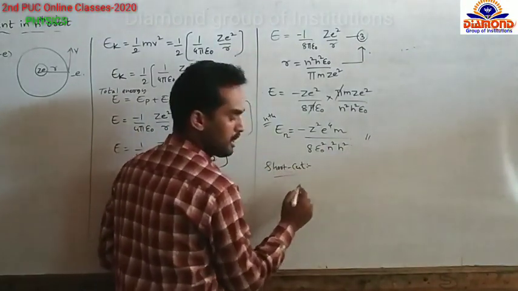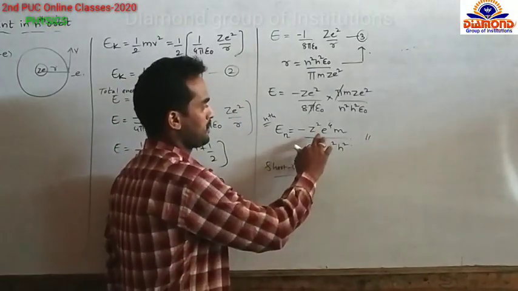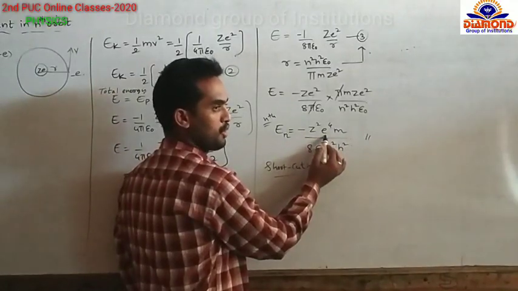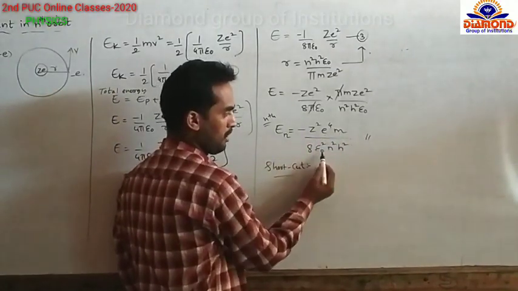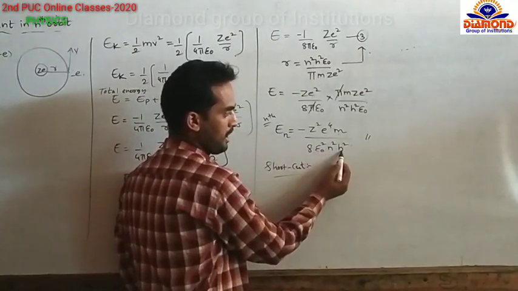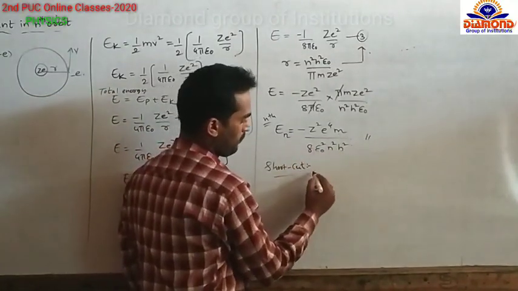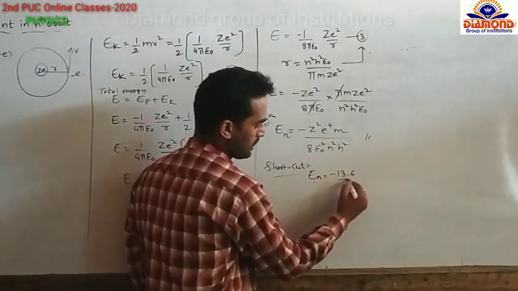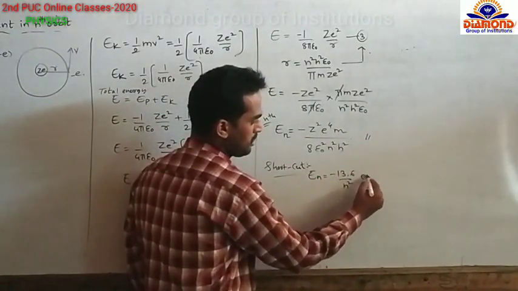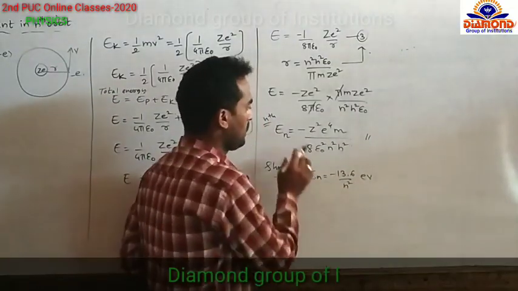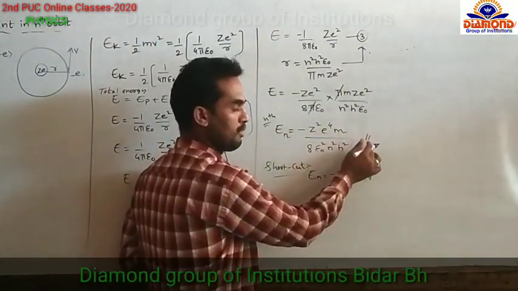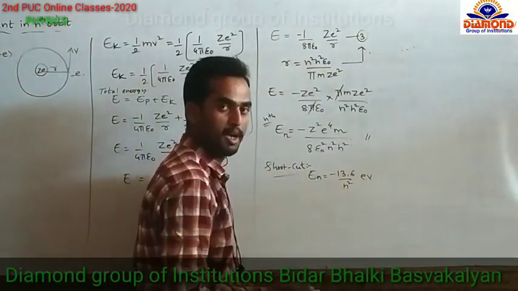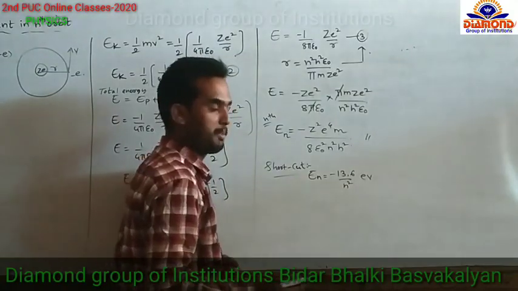Again there is a shortcut formula here. That means by replacing the constant values, Z value as 1 for hydrogen atom, e value, charge of an electron, mass of an electron, permittivity of free space, and h Planck's constant, the formula is going to be reduced to minus 13.6 divided by n square into electron volt. Actually, the energy is going to be expressed in joule, but that joule is converted into electron volt by dividing by 1.6 into 10 power minus 19.